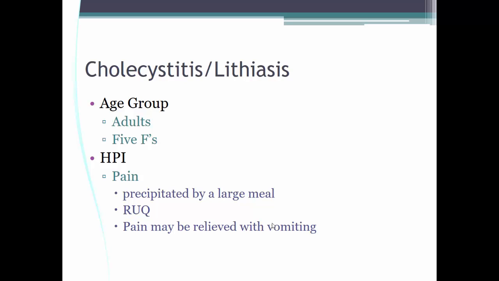Most patients have had a prior attack of biliary colic. The pain is similar in quality and location. Vomiting is common, and the patients would have pain and right subcostal tenderness, so right upper quadrant, and they have what's called Murphy's sign. So the pain is precipitated by a large meal, is located in the right upper quadrant, and is relieved by vomiting.